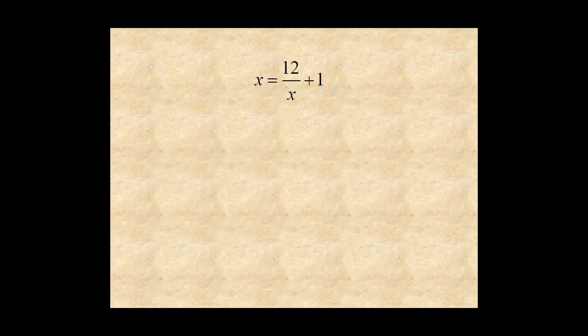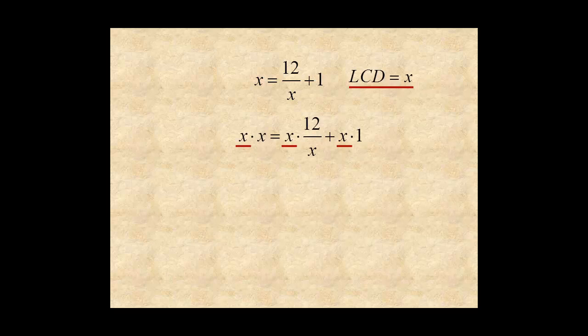For the first example, simplify the equation by multiplying each term by x, which is the LCD of all terms of the equation. In the first term, x times x is x squared. In the second term, the factors of x cancel, leaving 12. In the third term, x times 1 is x.